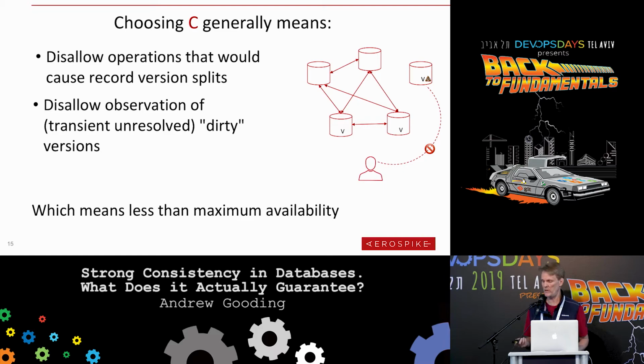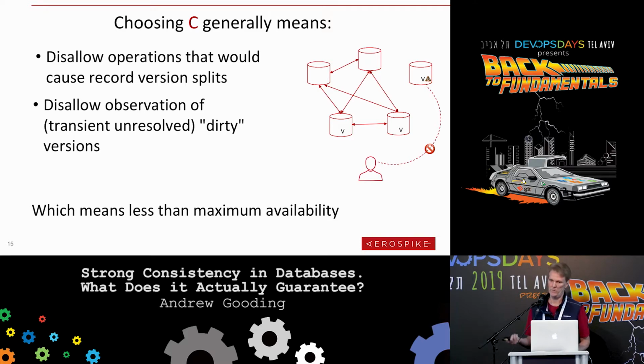But yeah, generally what you're doing is disallowing stuff that in an AP system you would be allowing, and that means that by definition I'm not making maximum use of my availability. I'm disallowing transactions and telling you that records or partitions are unavailable, and that's the trade-off.